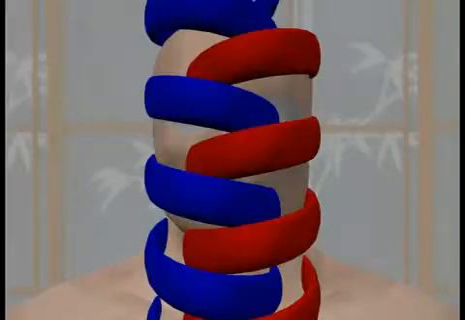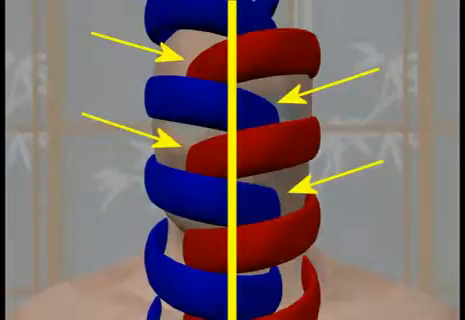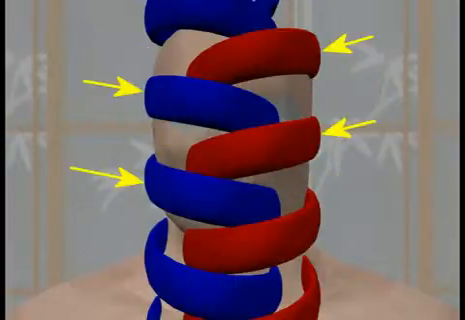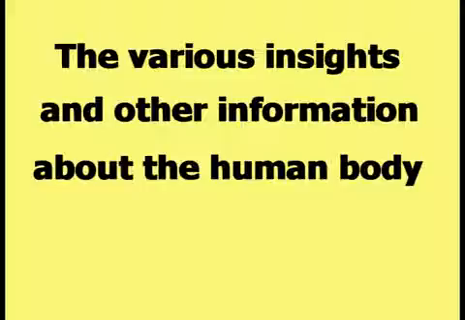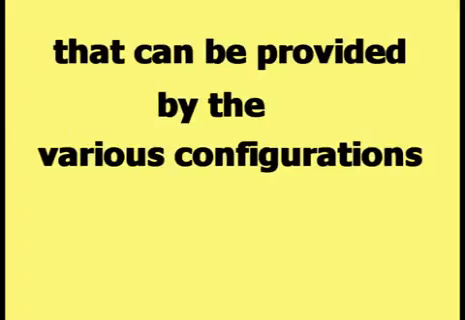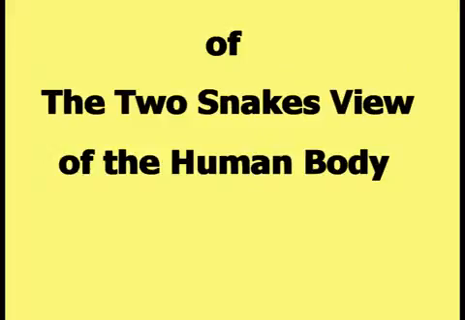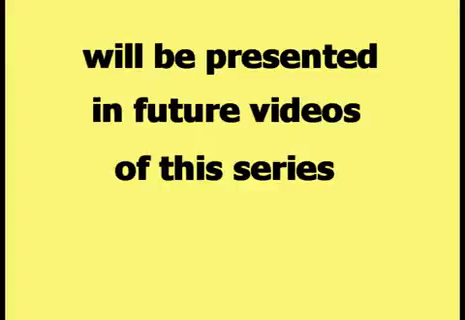When the body of each snake reaches the head, they coil from the outside of the head to just past the center of the head, then back out to the side of the head again. The various insights and other information about the human body that can be provided by the various configurations of the two snakes view of the human body will be presented in future videos of this series.